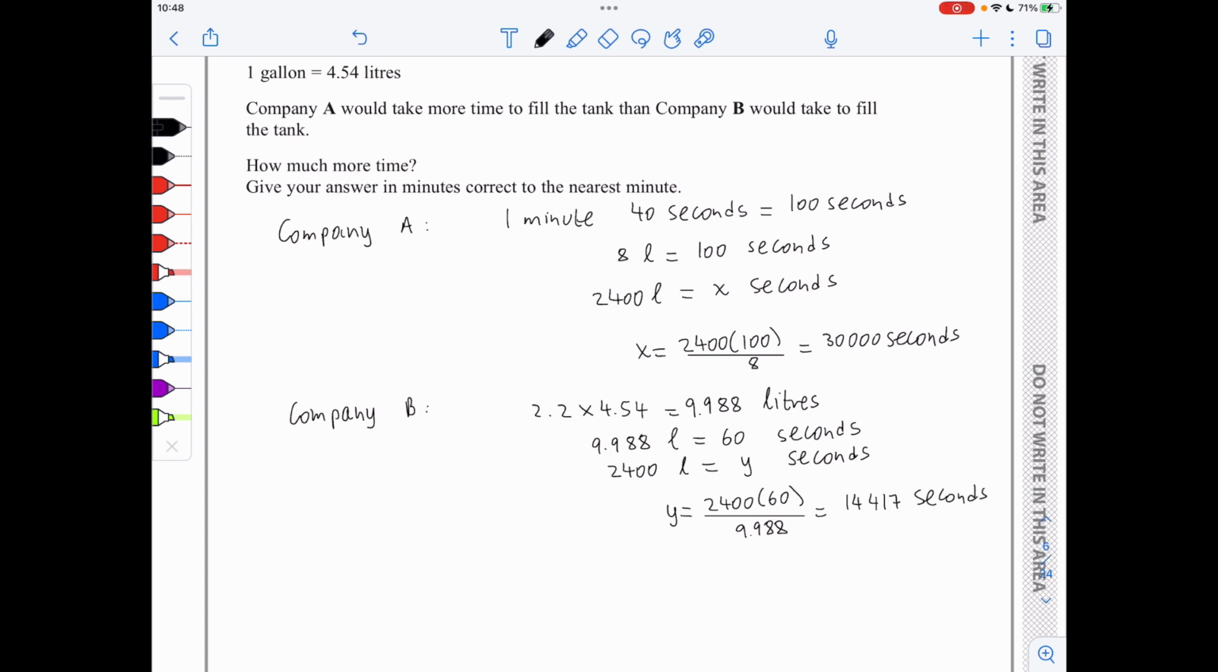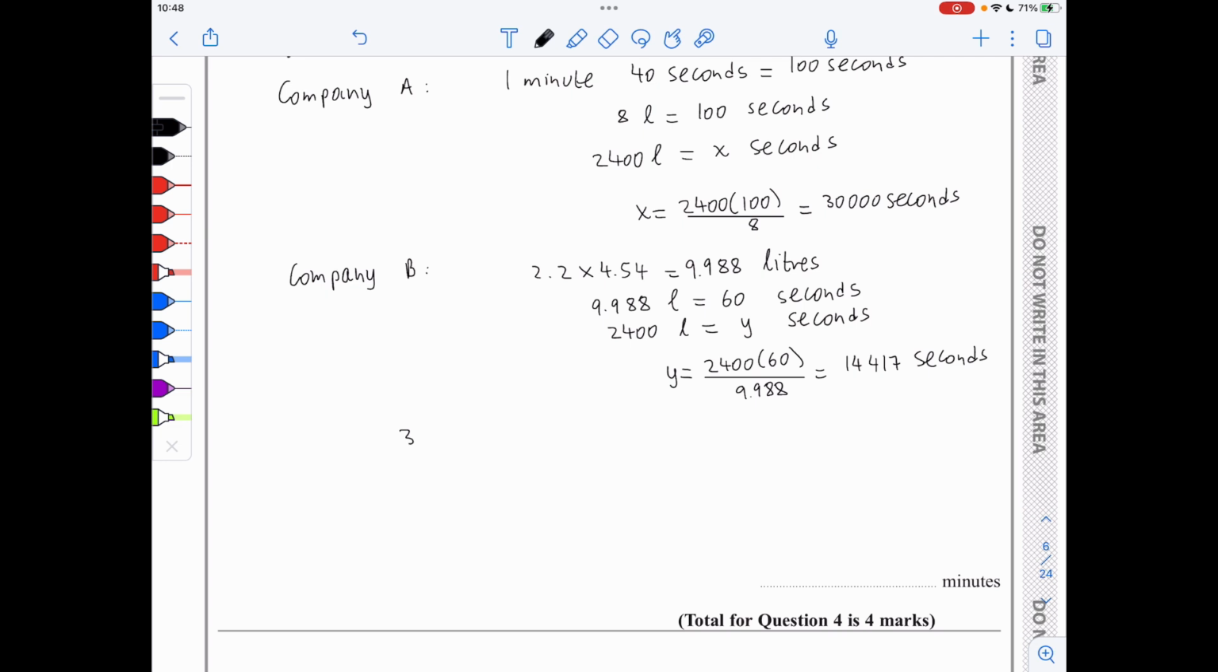So the difference between these two is 30,000 minus 14,417, which turns out to be 15,583 seconds. Now the question is asking for an answer to the nearest minute. I divide by 60 and I get 260 minutes as the time requested. So 260 minutes is the final answer.